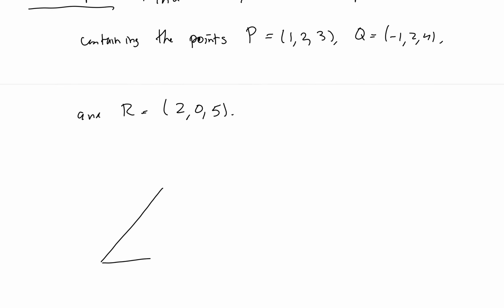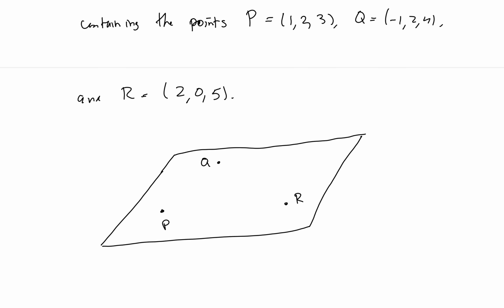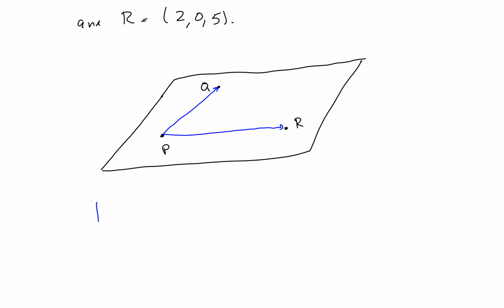So if we were drawing this plane, just say we have P, Q, and R. Now, we commented above that in order to give an equation of a plane, I need a point on the plane and I need a normal vector to the plane. Well, I certainly have several points on the plane here, so that's not a problem. But what I need is a normal vector. So what I can do is I can form these two vectors here. So I form PQ and PR, and those will both be in the plane.